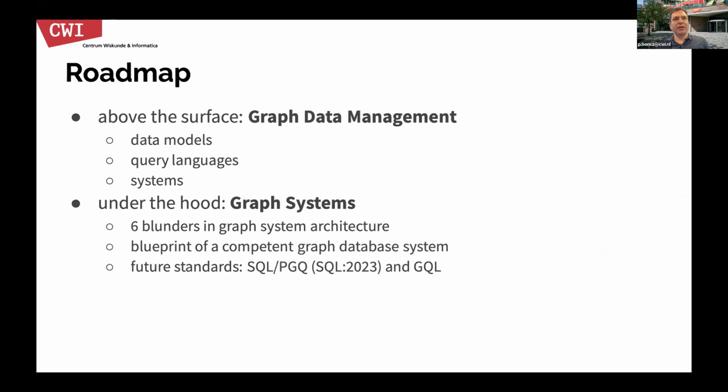So in this keynote, there will be two halves. In the first half, we'll basically talk about functionality of graph data management systems, so data models, query languages, and what systems are out there. And then in the second half, I'll go more under the hood and talk about how these systems work from the inside. First, focusing on some common mistakes in the spirit of Mike Stonebraker. I'll call these the six blunders of graph system architecture. And then I will give you an overview or a blueprint of what I think is a competent architecture for graph database systems. And eventually, I will also highlight SQL/PGQ, the standard in progress.